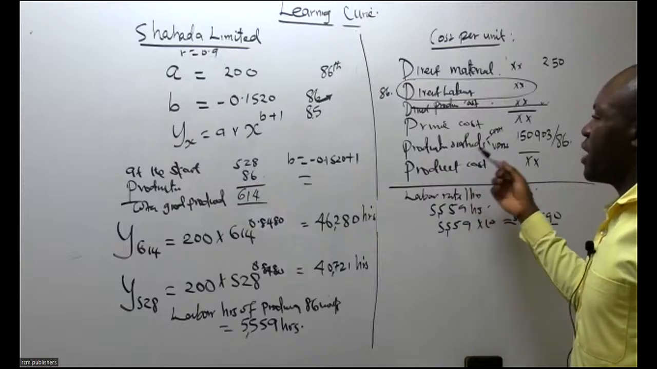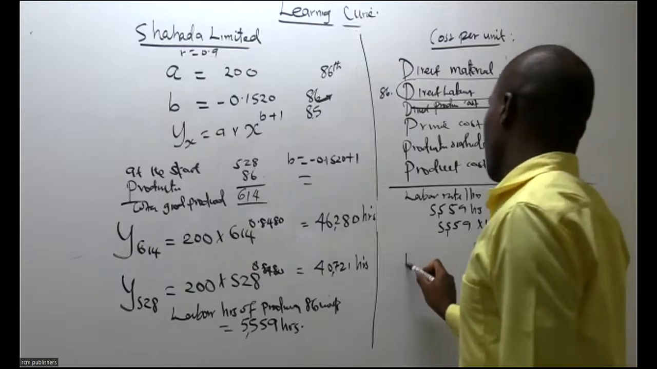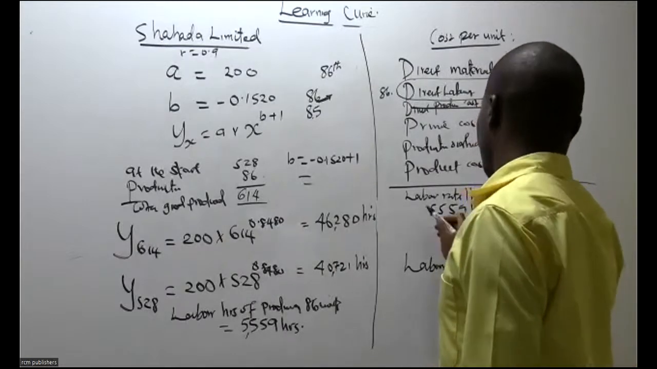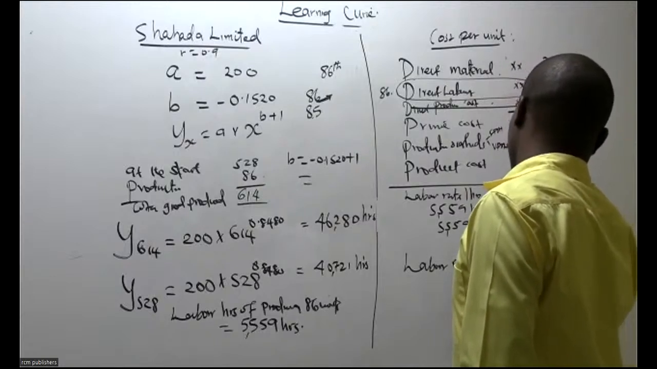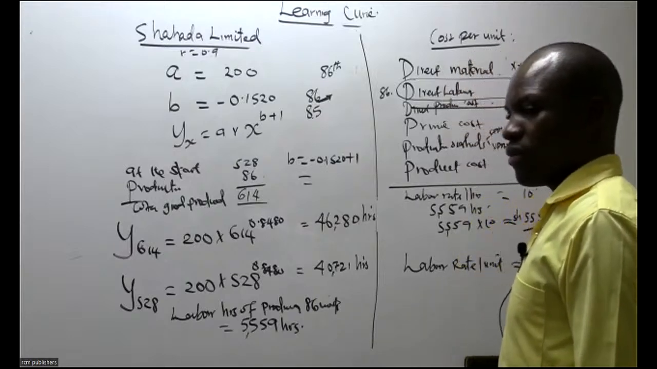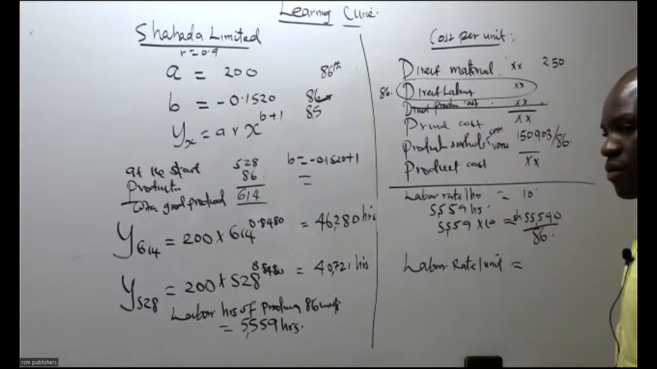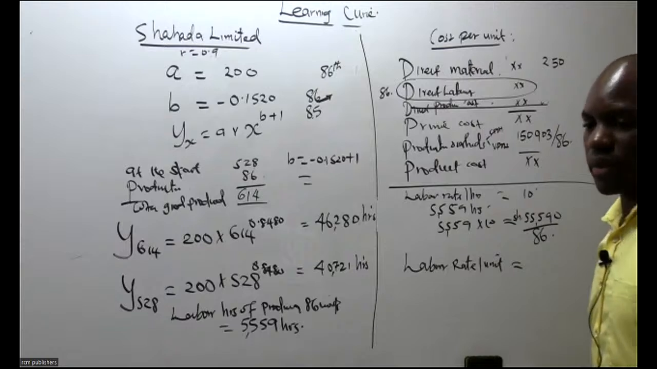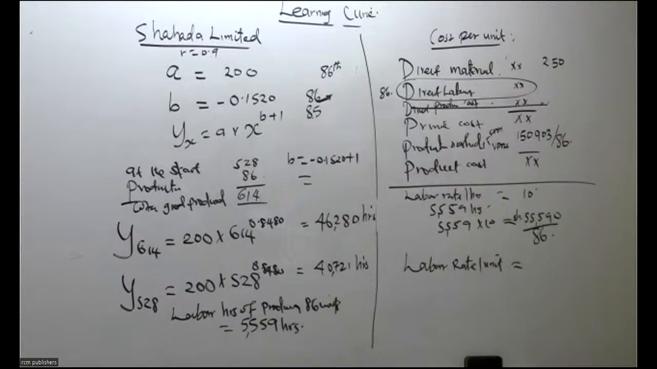What was the average labor cost per unit? This one was the labor rate per hour. So what will the labor rate per unit be? If you divide the two, what will you have?